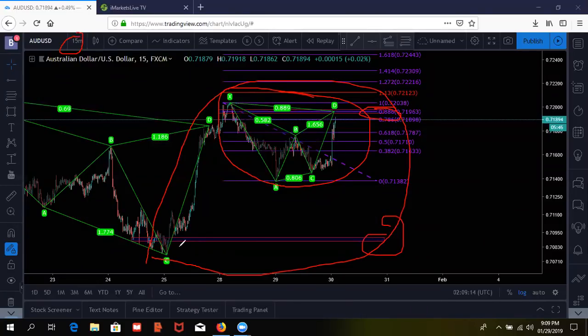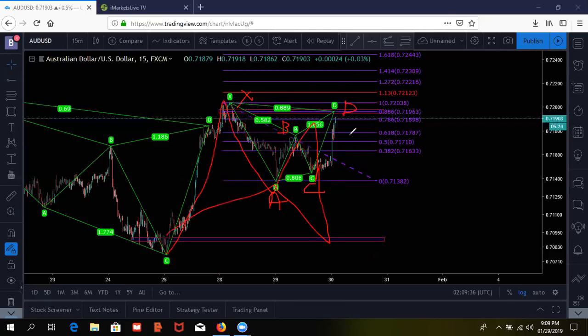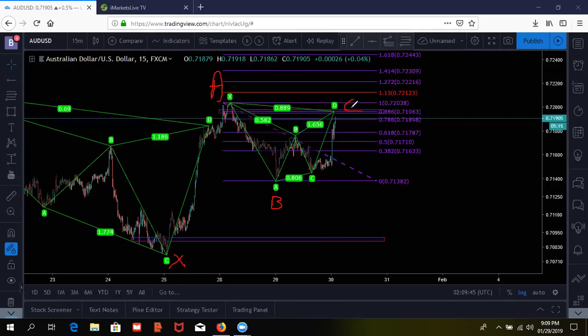entry point right here. Let me clear my chart real quick. So this right here is my X leg, my A leg, my B leg, my C leg, and this is the D leg for this harmonic pattern that you see right here in green. Now, this overall harmonic pattern that I was showing you right here, this will be my X leg, this will be my A leg, this is my B leg, this will be my C leg, and the D leg will complete down here.